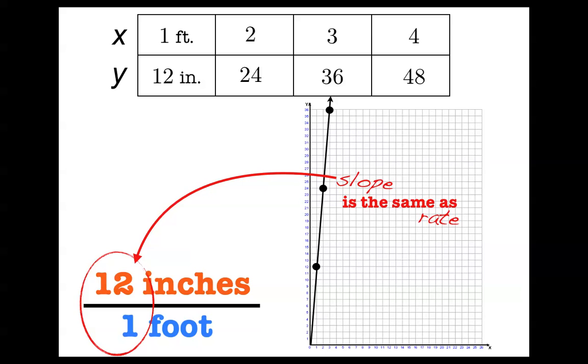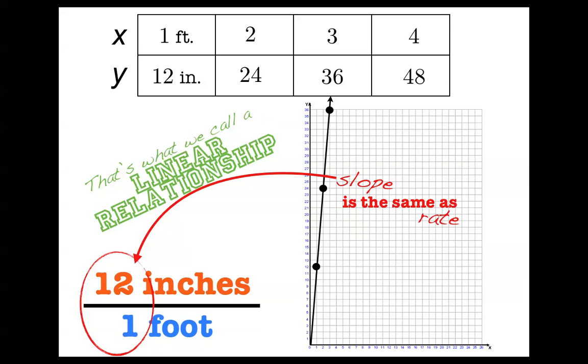And if I'm repeating something 3 times, you could probably make a good guess that that's something you probably want to write down. Slope is the same as rate. This is what we call a linear relationship. When you have a ratio that produces linear points and you get a consistent slope, we're talking linear relationships now.